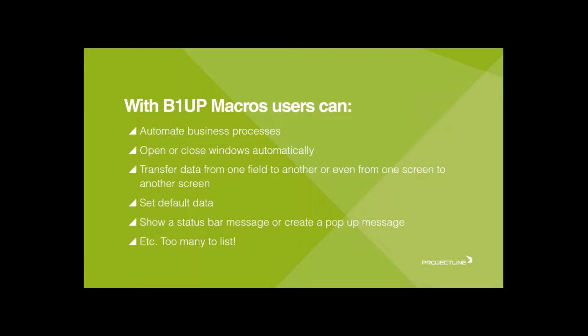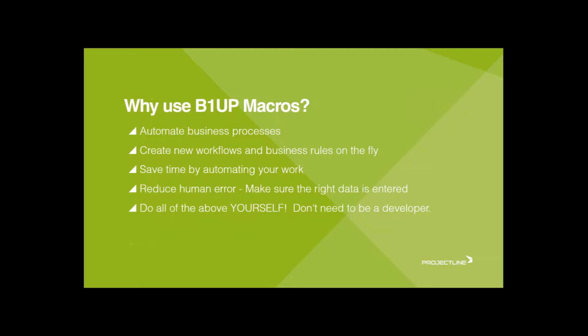So for example, what can you do with macros? You can automate business processes. For example, you can open or close windows automatically. You can transfer data from one field to another, or even from one screen to another. You can set default data on a screen. You can show a status bar message or create a pop-up message, etc. Again, there's way too many to list, but I'm going to show you some of the most popular macros today.